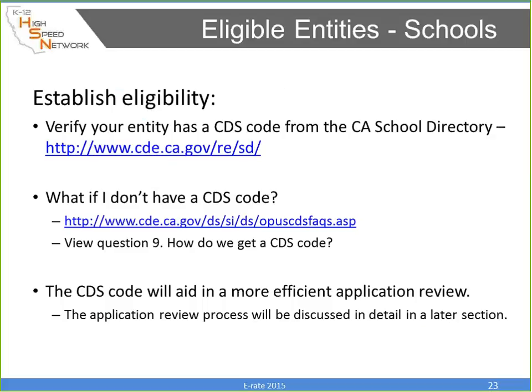Well, one of the things that can help you in establishing your eligibility is, do you have a CDF code? You can check that out on the California School Directory. We'll take a look at that in just a moment. If you don't have a CDF code and you think you need one, we've provided a guidance on that on slide 23 as well. This code in itself is going to aid you in a more efficient review process to speed up that time it takes you to get your funding commitment decision letter. But let's just quickly take a look at that California School Directory.